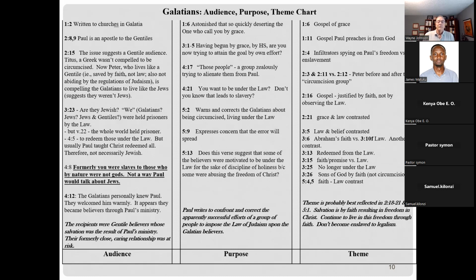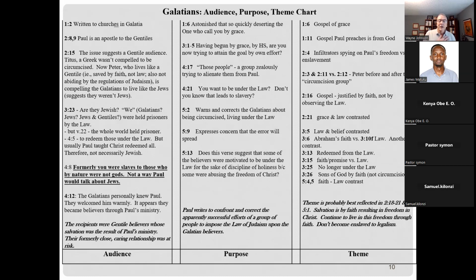And he asks, do you want to be under the law? Don't you know that that leads to slavery? Showing Paul's purpose, that they're moving back into the areas of bondage, which he says a number of times. He expresses concern that the error will spread even beyond themselves.